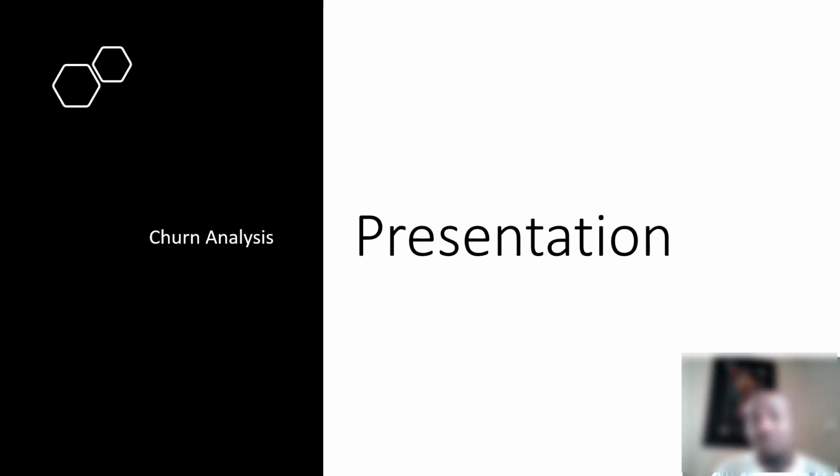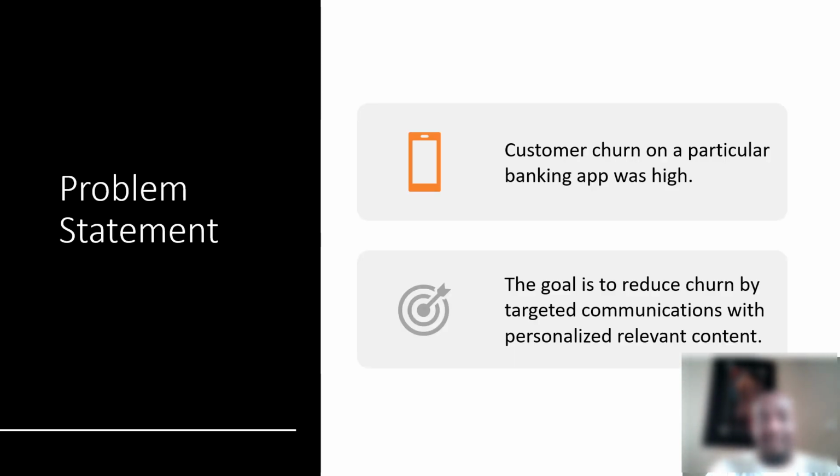Hello, this is a quick data science project that we worked on just over a year ago, where we tried to do churn analysis on a particular bank application. The problem stated is that there was a high churn rate on the banking app, and we were trying to devise ways to reduce this churn by using targeted communications, either via email, push messaging or web messaging.